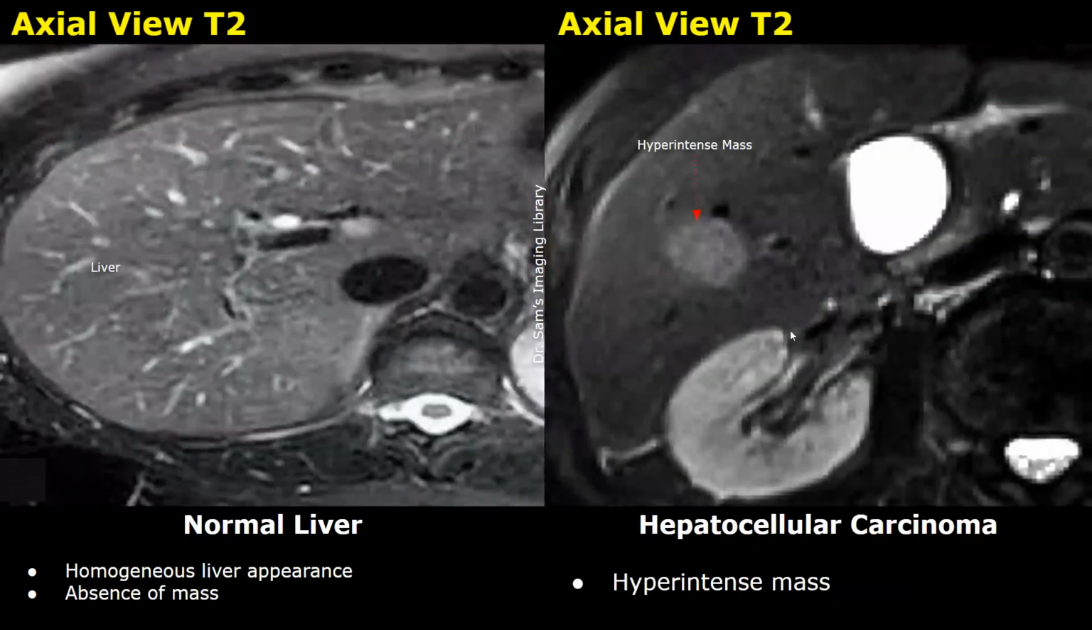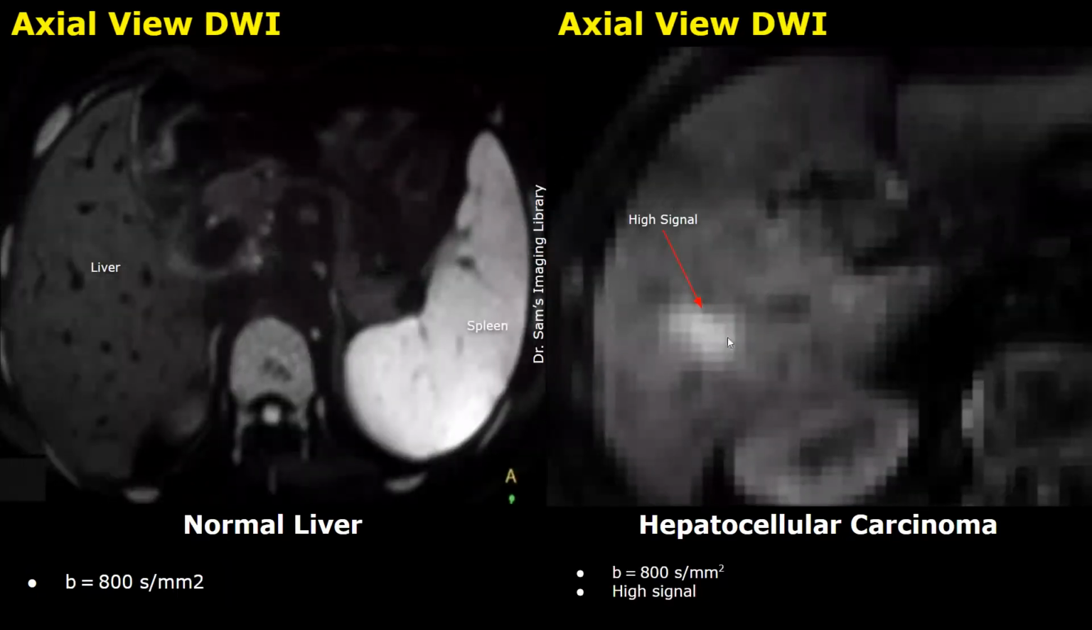In T2 image, this mass is hyperintense. The mass gives out high signal in DWI. A hyperintense area is seen. It is important to combine the findings of T1, T2, non-contrast and contrast-enhanced images for diagnosing hepatocellular carcinoma. If DWI is done, it will help further in the diagnosis.